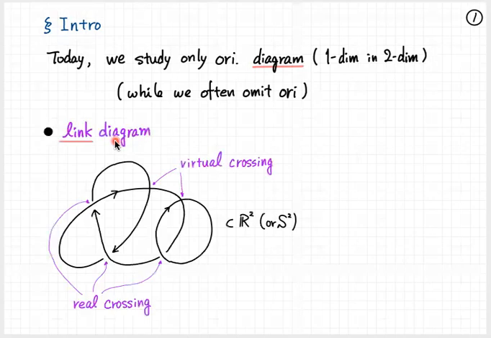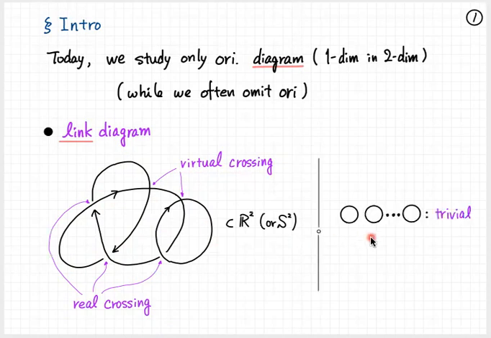So what is a link diagram? A link diagram means an immersed closed curve with two kinds of crossings. One is virtual crossings, the other one is real crossings. This is an example of a two-component link diagram. If there is no crossing, then we call it a trivial link diagram.